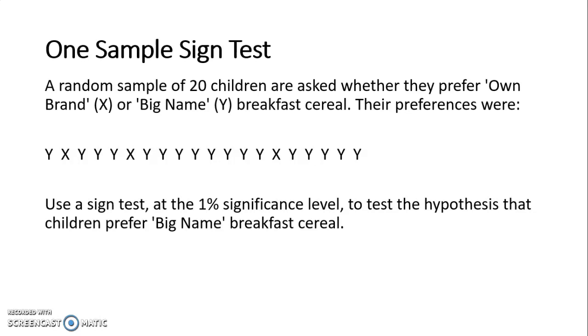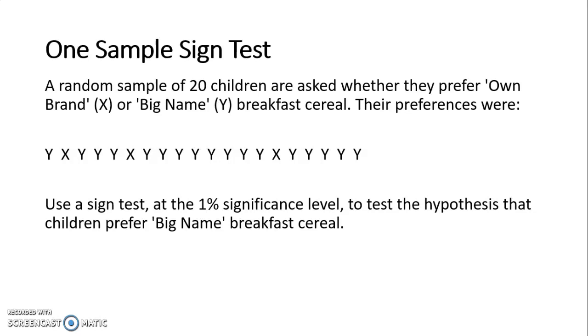Now, a big thing to notice on this is that there is no numerical information. This is qualitative data, and we can only perform a sign test on qualitative data. We cannot perform a Wilcoxon, so we need to make sure that even if it doesn't state sign test, we know 100% we can only use a sign test for this.